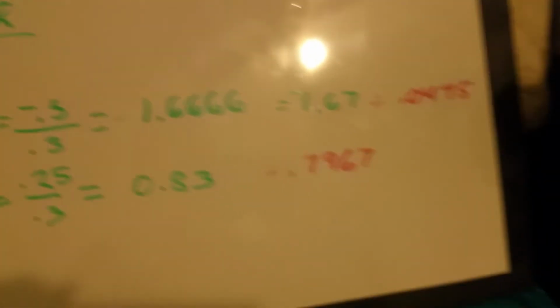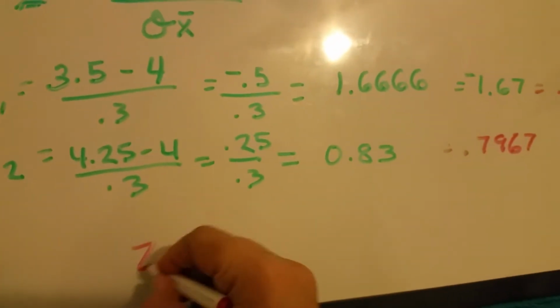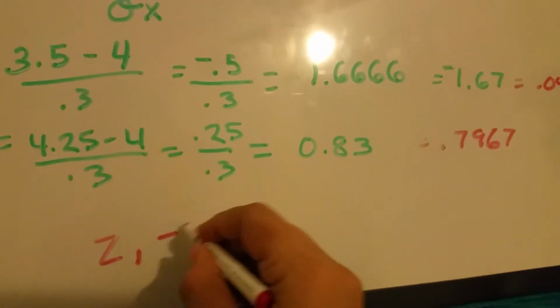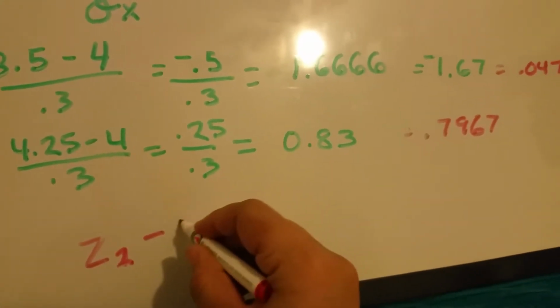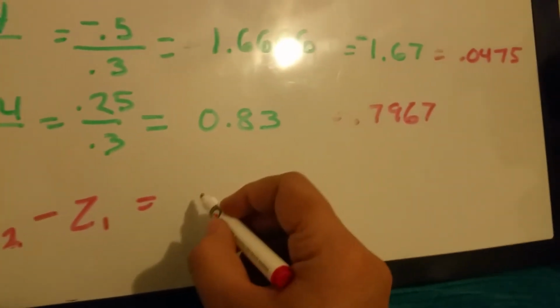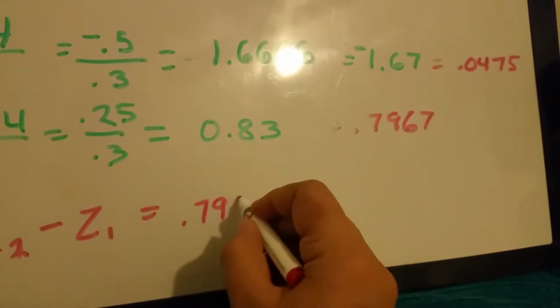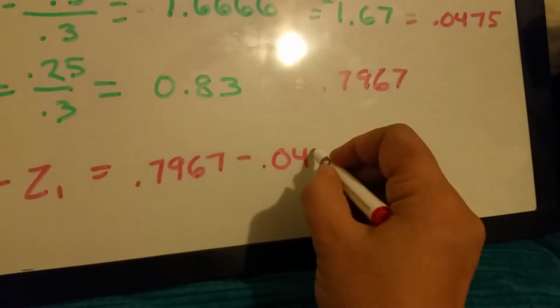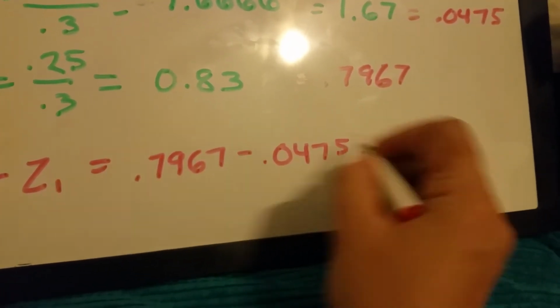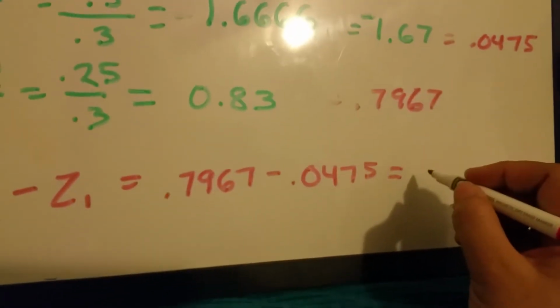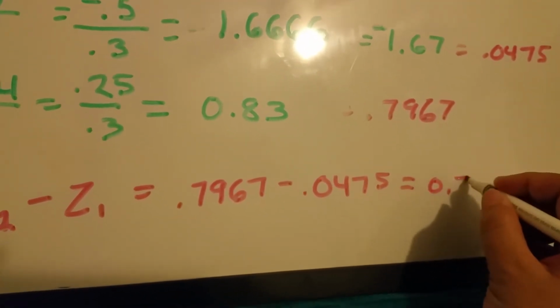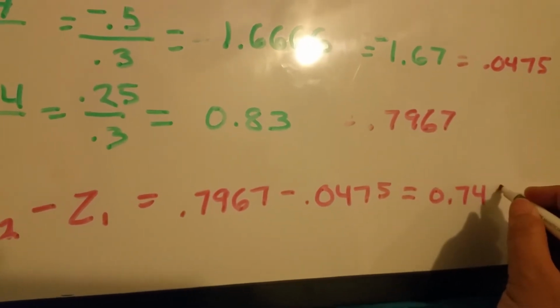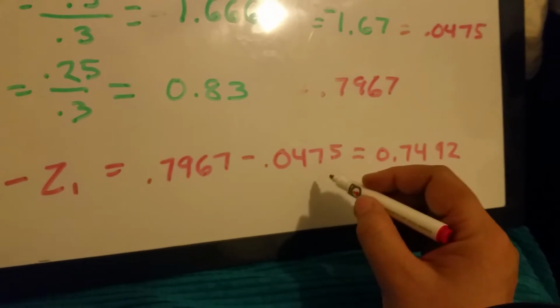Okay, and then the last step is to take z2 minus z1. So we've got 0.7967 minus 0.0475 equals 0.7492.